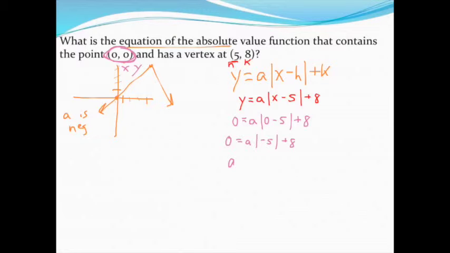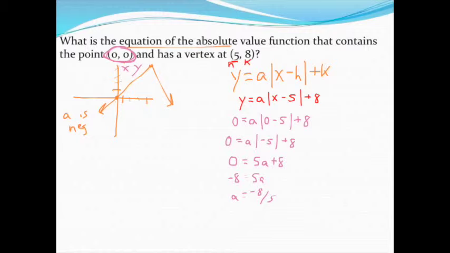So I'm going to rewrite this. So 0 equals, well, since the absolute value of negative 5 is 5, I'm just going to write that as 5 times a. People make big mistakes at that point because they try to do a minus 5, and then plus 8. From here, it's just a simple matter of solving for a, so I'll subtract 8 from both sides, and then I'll divide by 5, and there's my a value of negative 8 over 5.